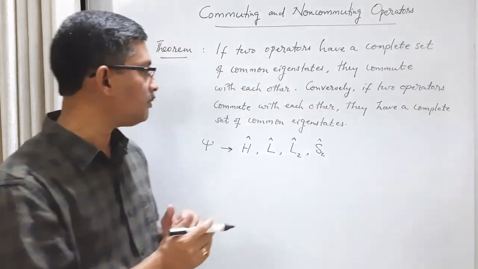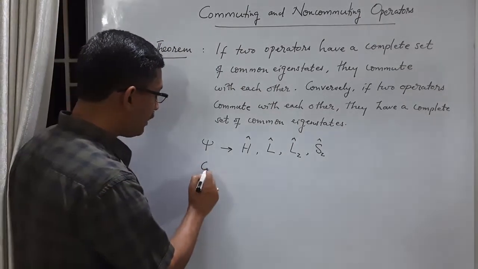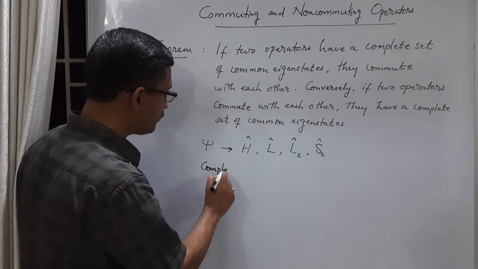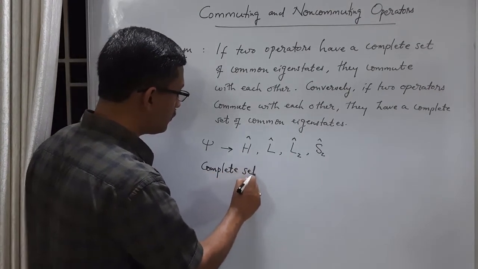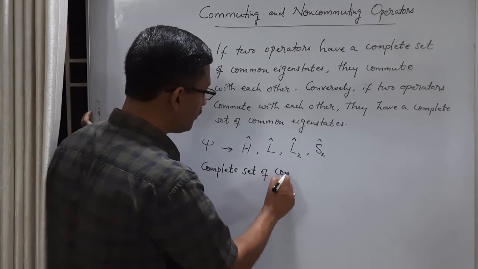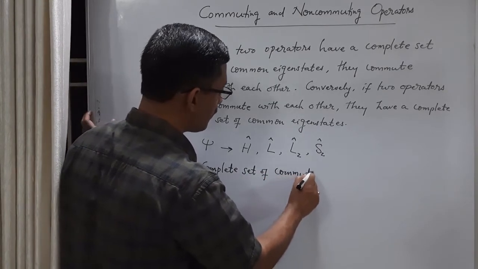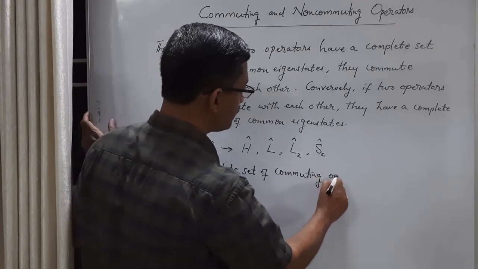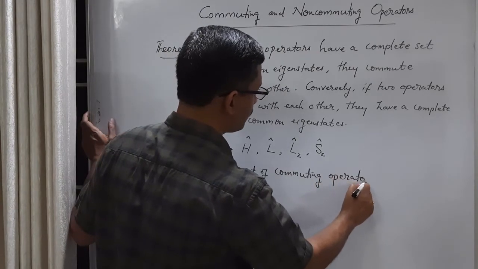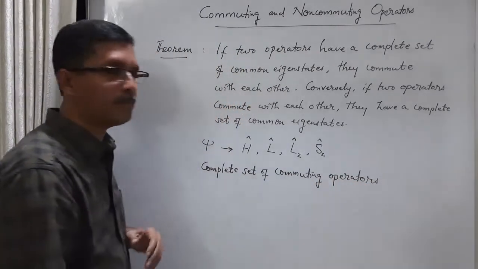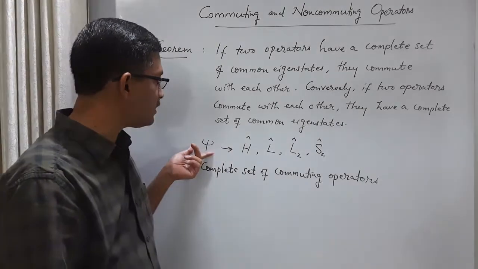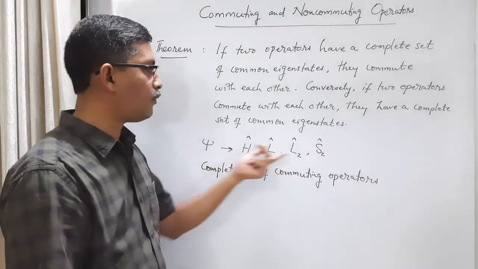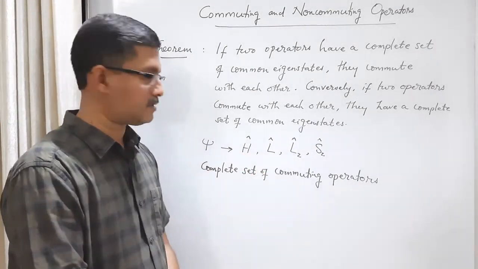Now this upper limit is called a complete set of commuting operators for any state. A complete set of commuting operators. So for the stationary states of the hydrogen atom, these four form a complete set of commuting operators.